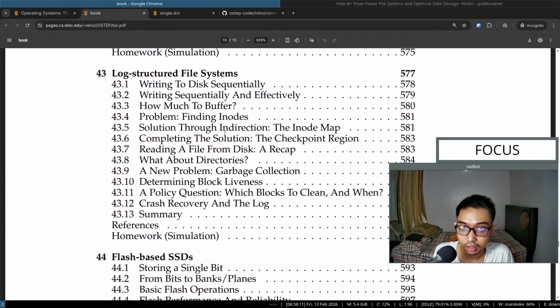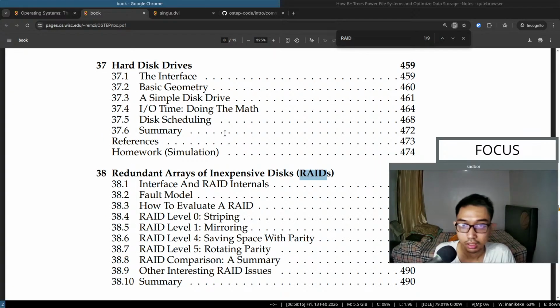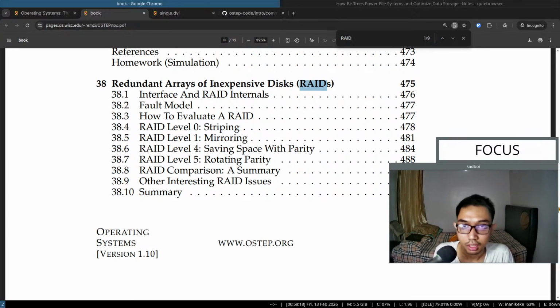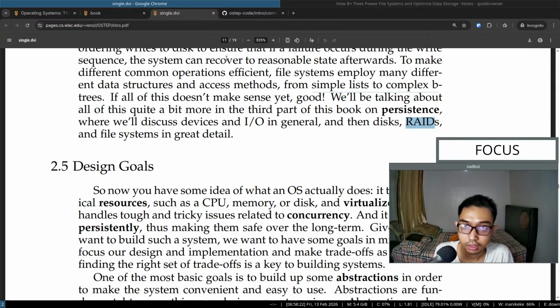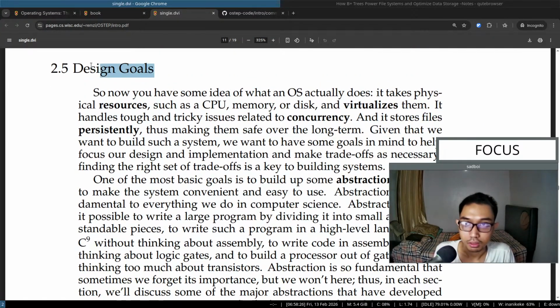What is RAID again? I kind of forgot. Redundant array of inexpensive disks. Okay. Design goal.